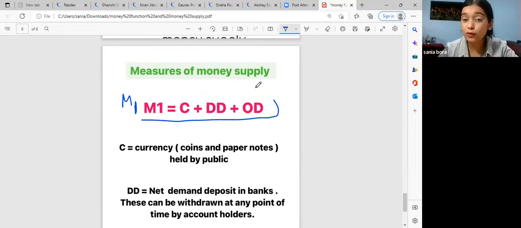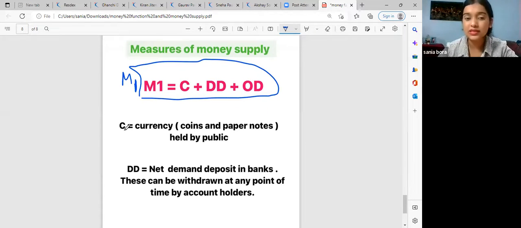If I ask you to calculate money supply, you are going to use this formula. M1 is basically money supply. So M1 equals C plus DD plus OD. Now what is C? C is basically the currency. Currency is in two forms, maybe coins or maybe paper notes. And these are always held by the public, like living beings, not animals, not non-living things.